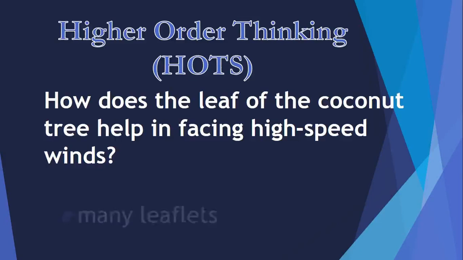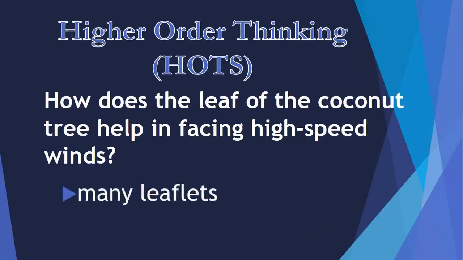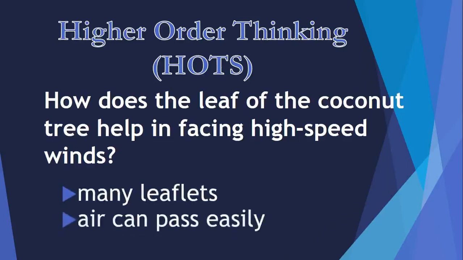Let's see the answer. The coconut trees on seashores can withstand strong winds as their leaves have many leaflets and air can pass easily through them. For example, if you move your hand in water with all the fingers joined, it is more difficult than moving your hand with fingers at a distance, so that water can pass in between the fingers.